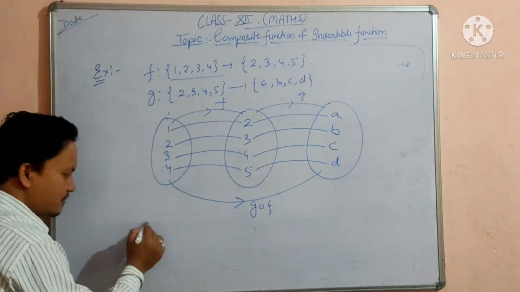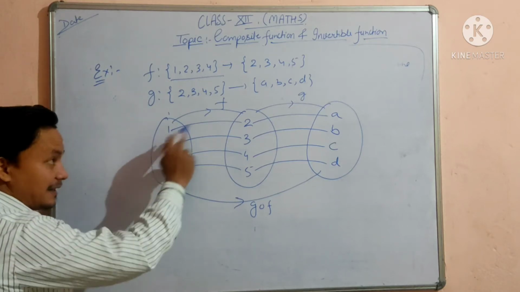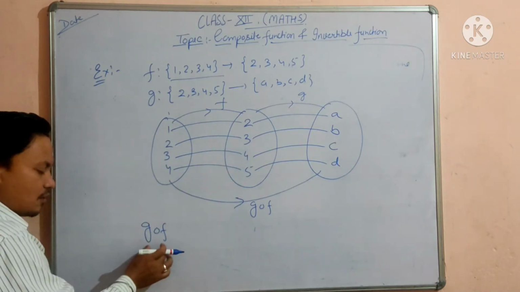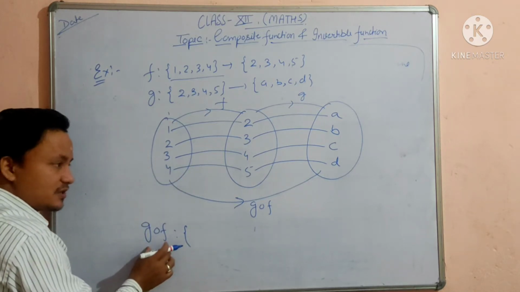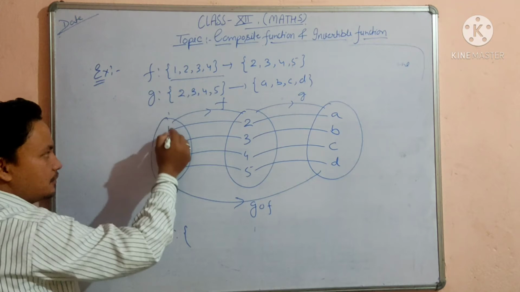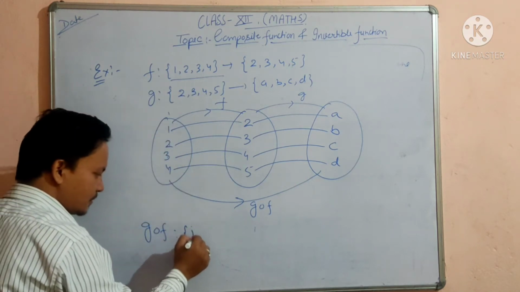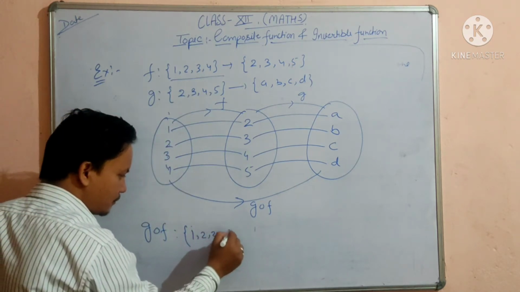Okay, now how you will find the composition of F and G can be written as GOF. What will be its domain? The domain of this composite function will be the domain of the first one, meaning 1, 2, 3 and 4.